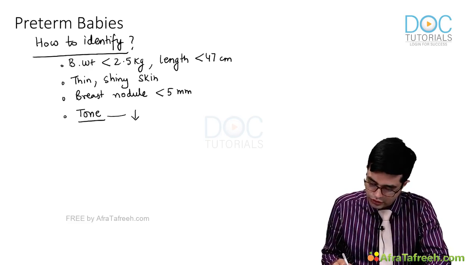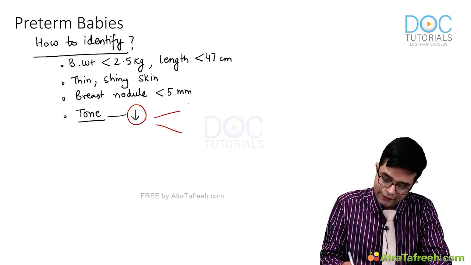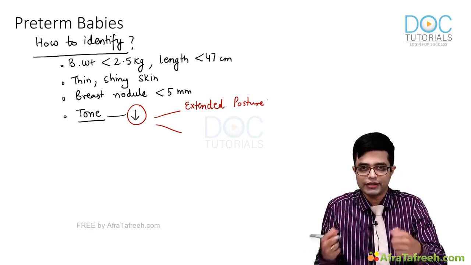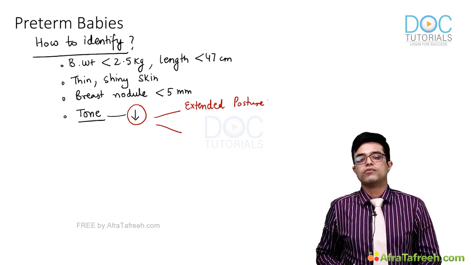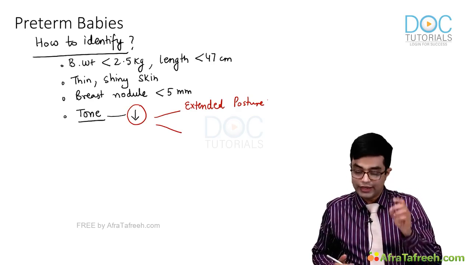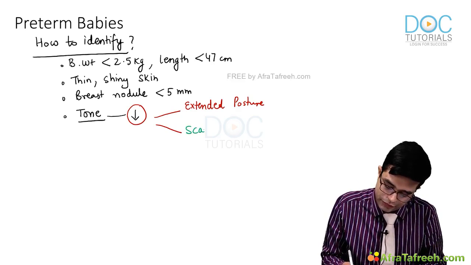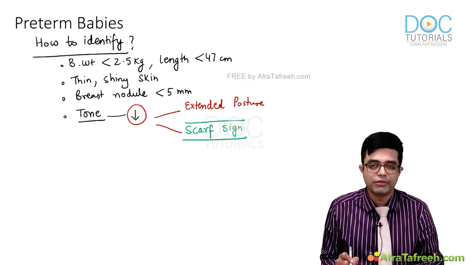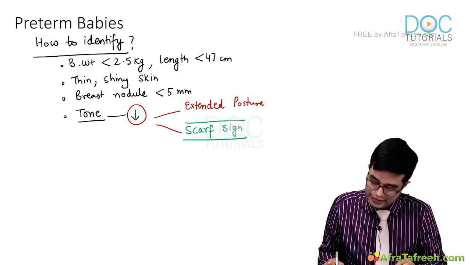This decreased tone manifests in two things. One, they have an extended posture. Normally, you know that term neonates are flexed, right? Preterm neonates will be extended somewhat. So they have an extended posture. Secondly, there is a test called the scarf sign that we perform. When you perform the scarf sign, because the tone of the body is less, you can extend the elbow.